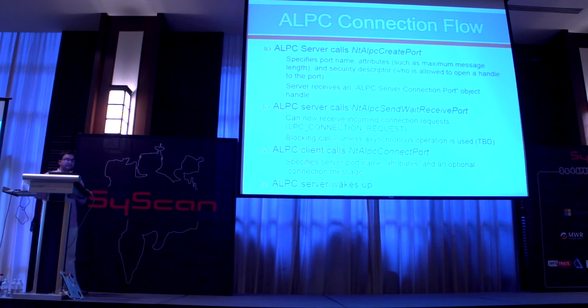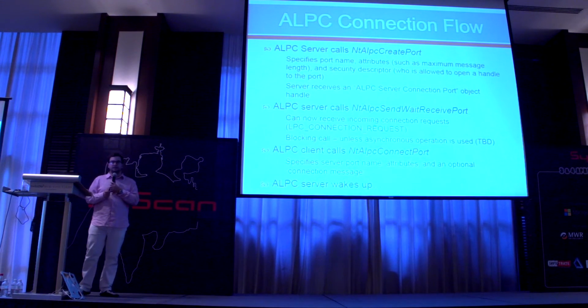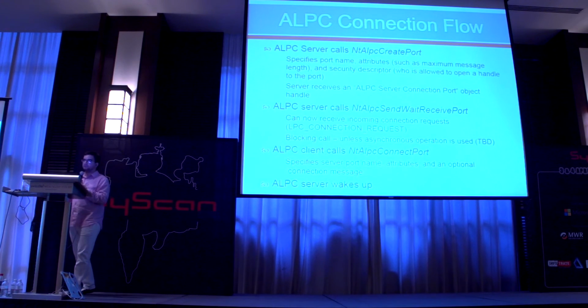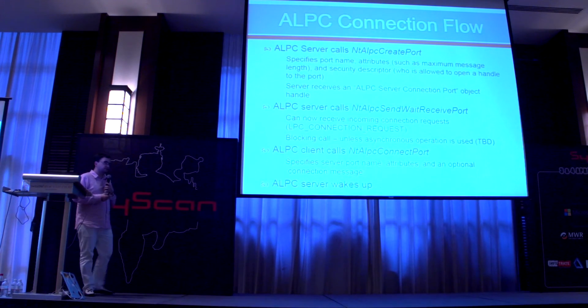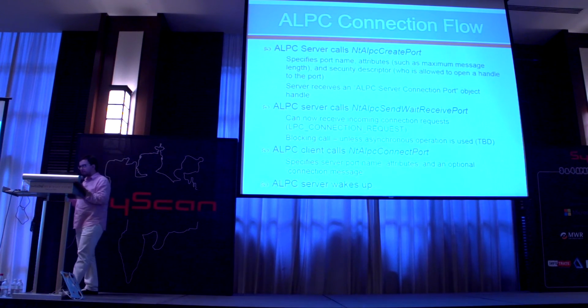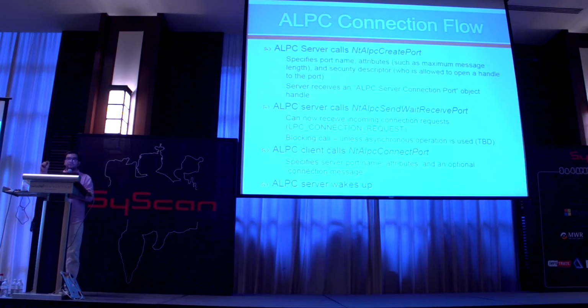The server then gets a handle to what's called an ALPC server connection port. And so these ports, they're Windows NT objects, similar to mutexes, similar to events, semaphores. So their name is going to be globally accessible in the object manager namespace. People will be able to open handles to these ports, and they use a standard Windows object model. Now you have this named port in the system, like Bob's port.